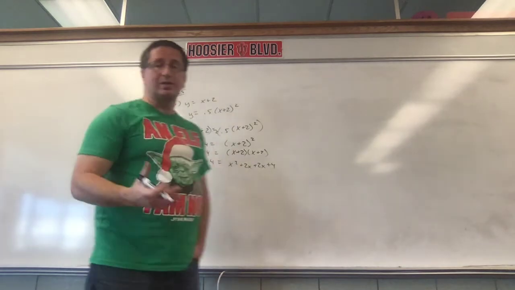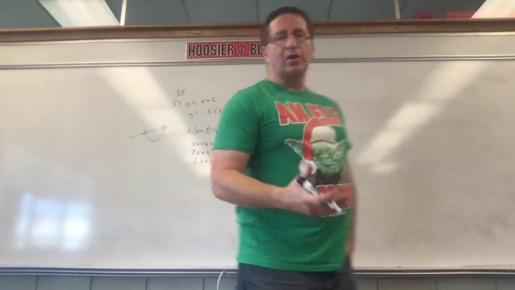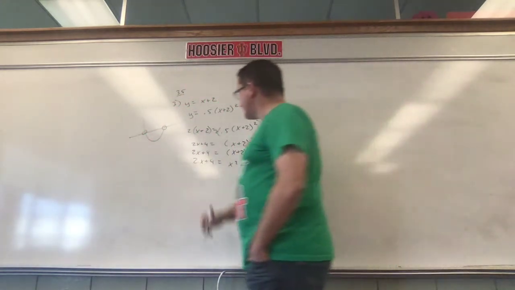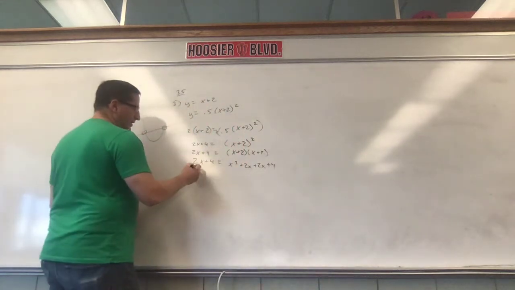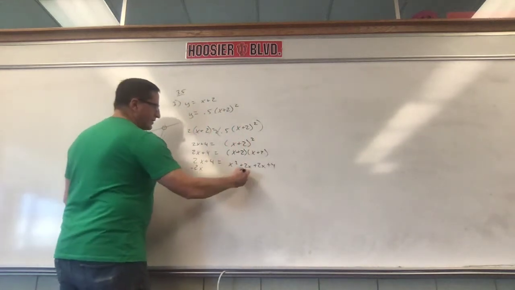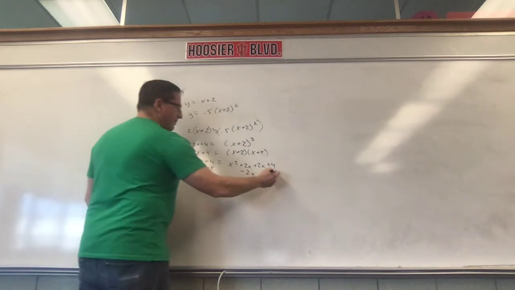Quadratics are supposed to equal 0. So we need to get rid of this side. It doesn't matter which side. I'm going to get rid of the left side. So minus 2x, minus 2x, minus 4, minus 4.